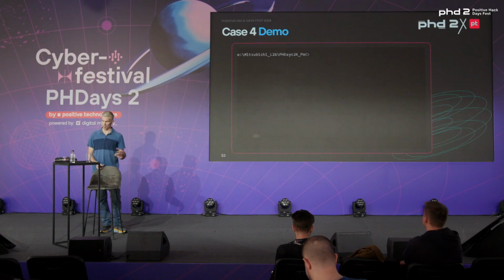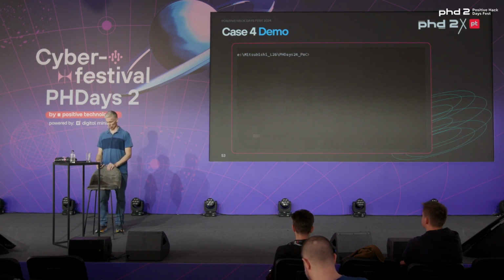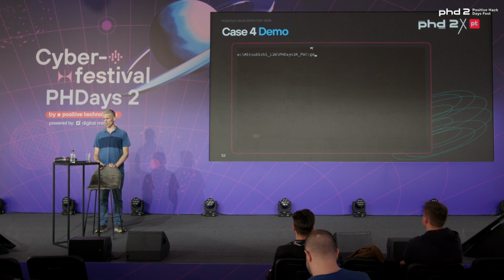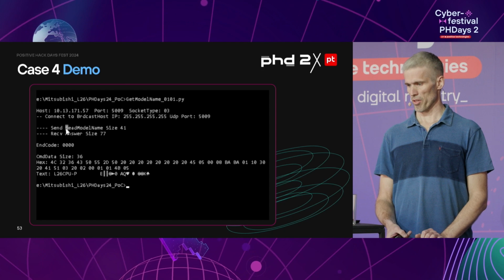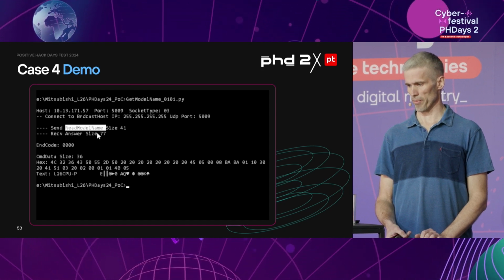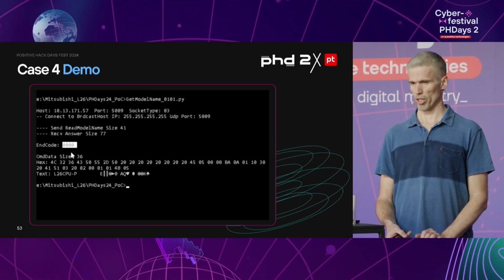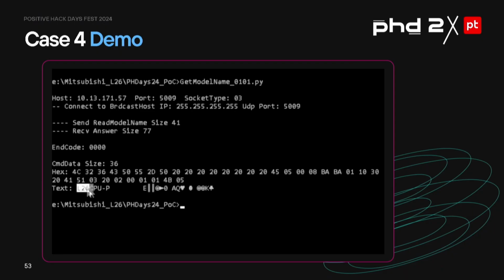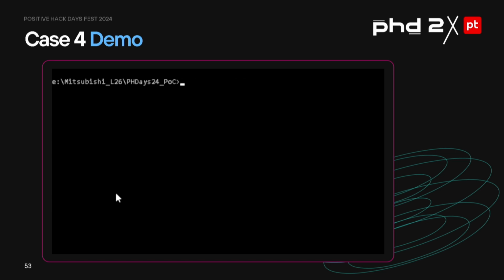This is the command line. Well, unfortunately, I cannot run a full-scale demo, so anyway. The first thing we're going to try to do is get the PLC name. This is the model name. The error code is zeros, that's success, and highlighted in red is the model series.